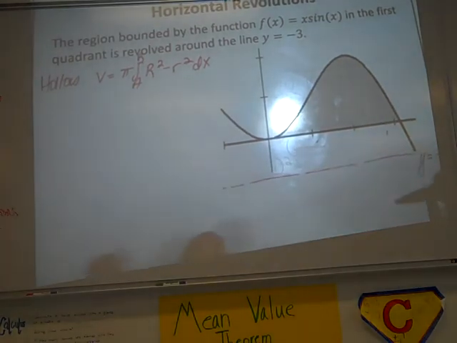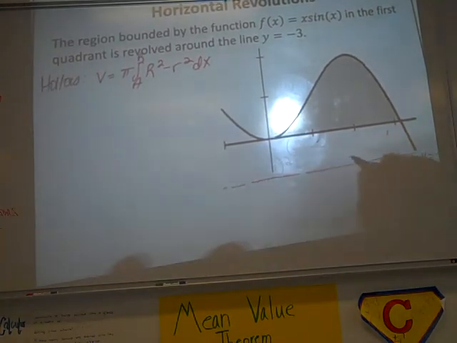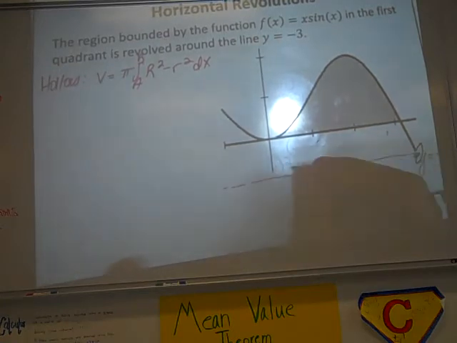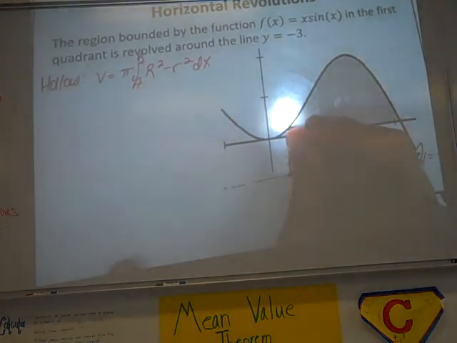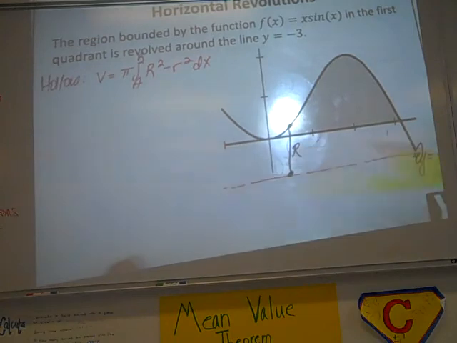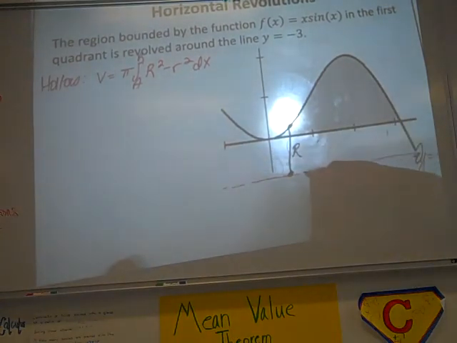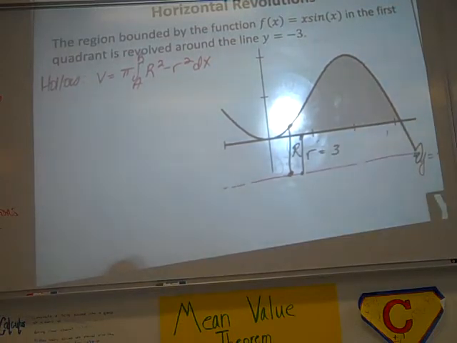In order to get the large radius, big R, we have to figure out where we start. We start at the axis of rotation, which is y equals -3. If I start here and I go up, there's big R. Little r would go from here to that little line. Little r is pretty easy. How far is it from the line y equals -3 to the x-axis? Well, that's just 3 spaces.